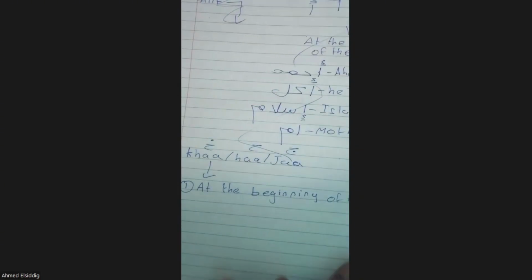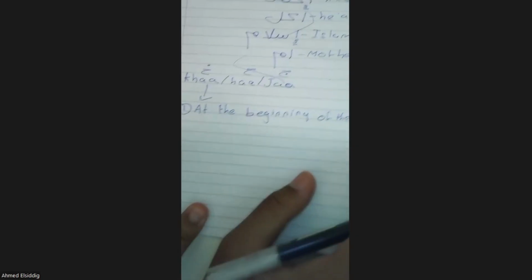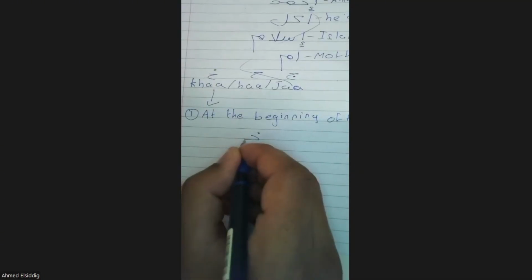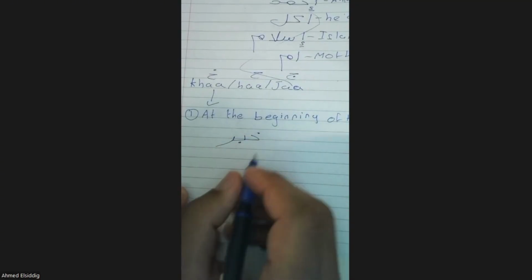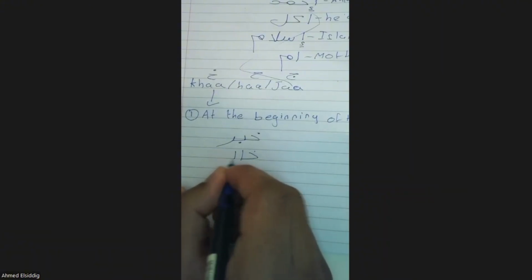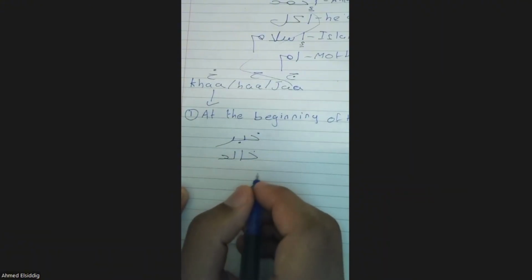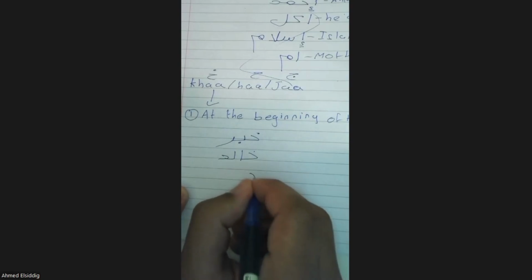Okay, we have at the beginning of the word. At the beginning of the word, for example, we could say khabar, we can say Khalid, we can say خيمة.